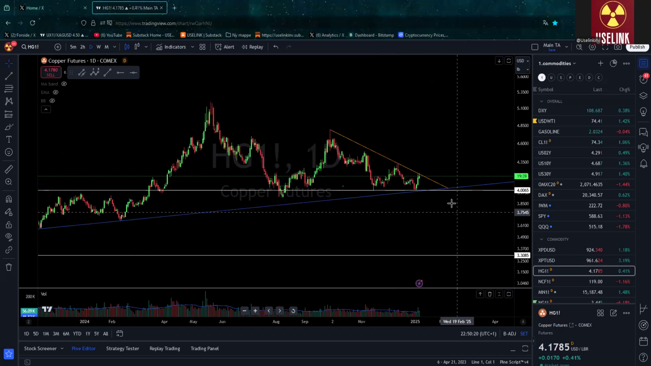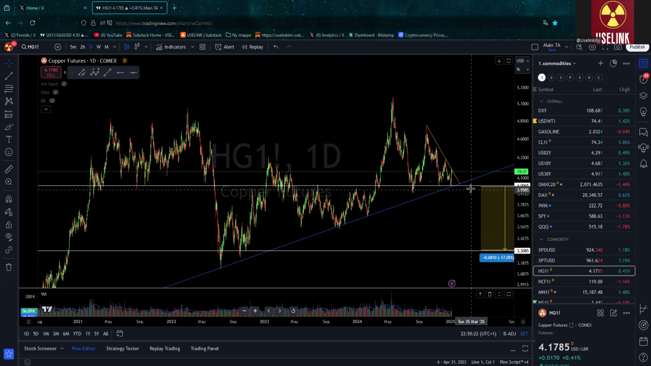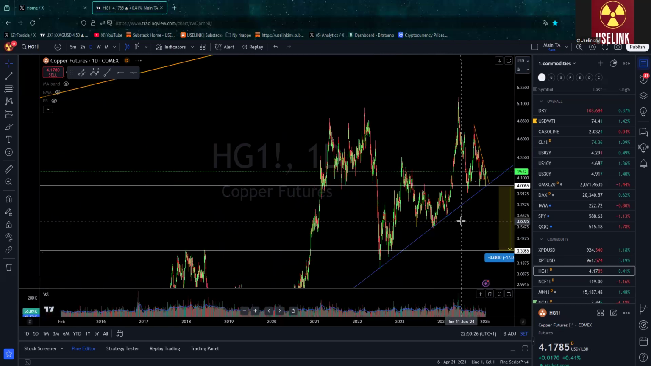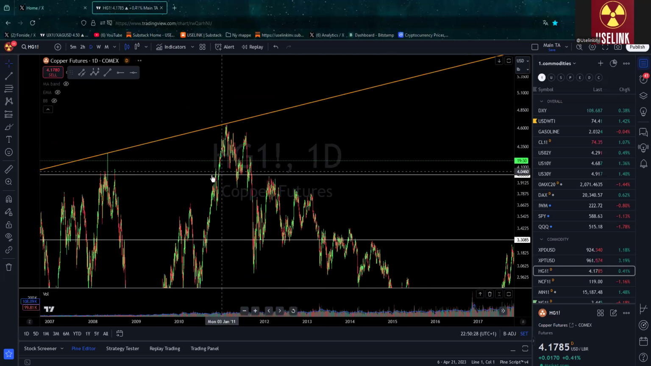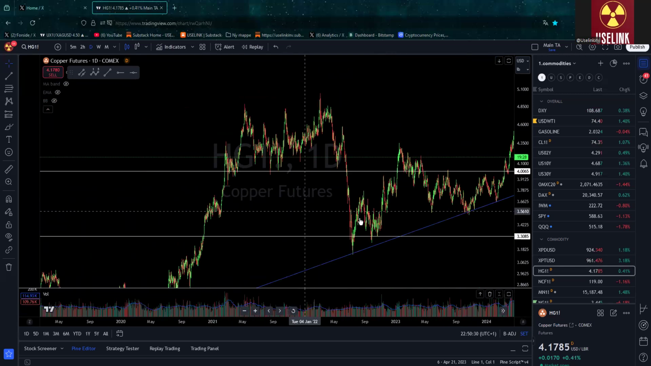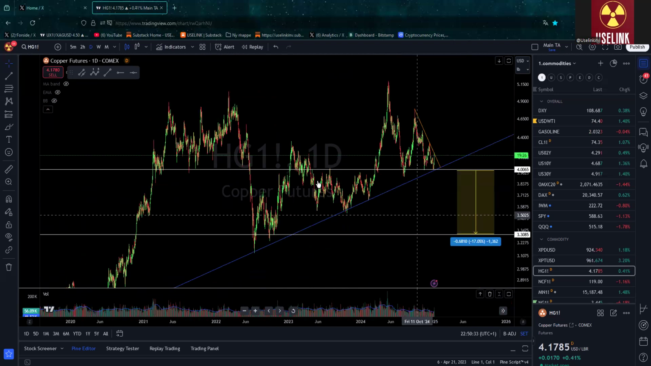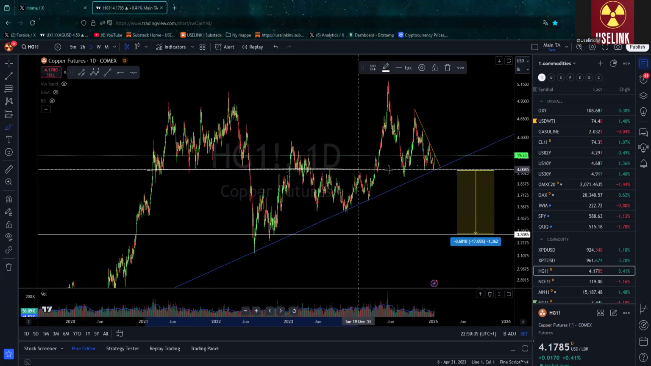Copper is interesting, very interesting. We have the big $4 level. Very, very, very important for the past 5 years, even more. I think it goes back right back to 2008 also. But at least for the past 4 years, the $4 level has been massive support and resistance.